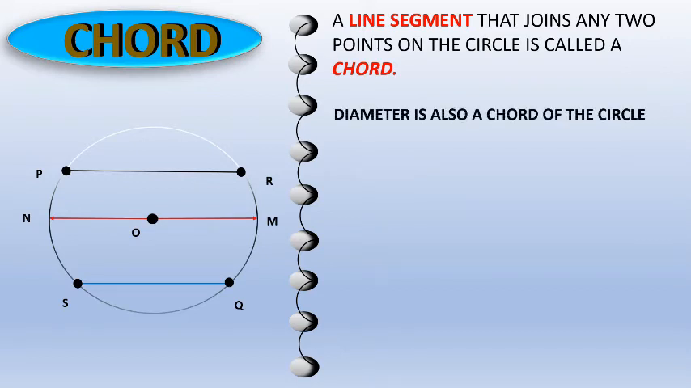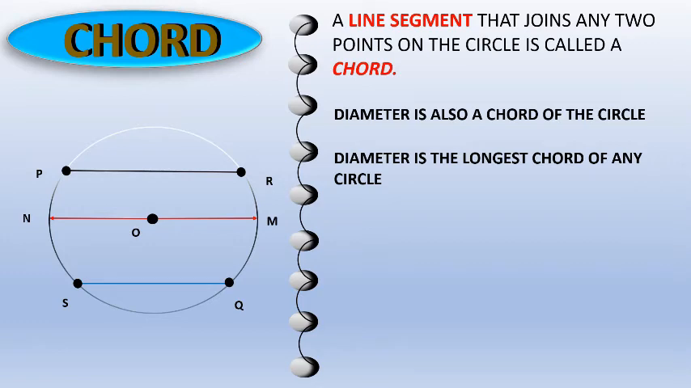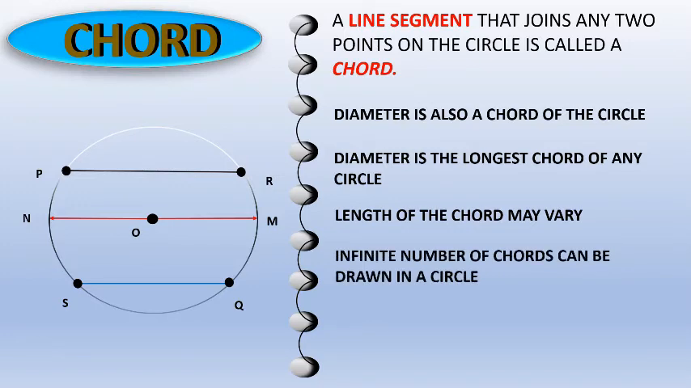So diameter is also a chord of the circle, and it's not the ordinary one, it's a special one. Why? Diameter is the longest chord of any circle. So this is the longest chord, which means the lengths of the chords are not the same, and we can draw an infinite number of chords in a circle.